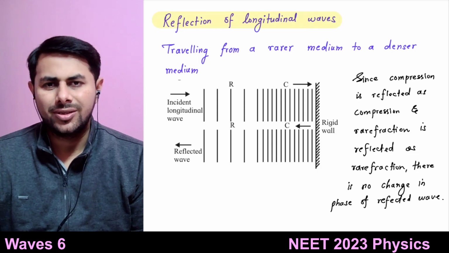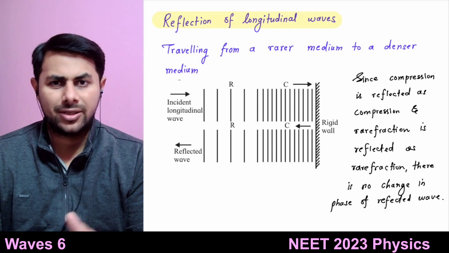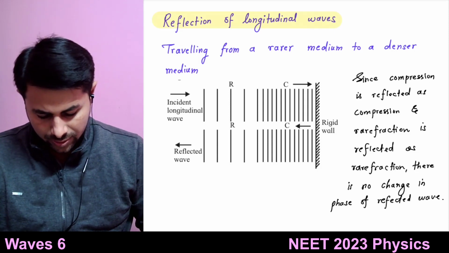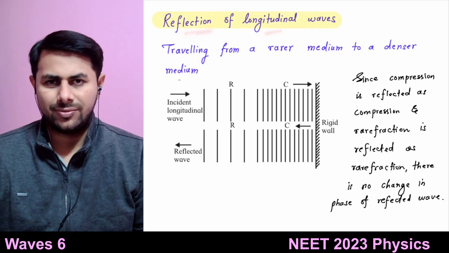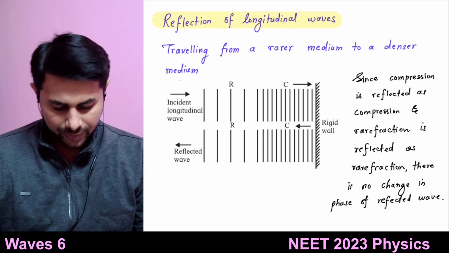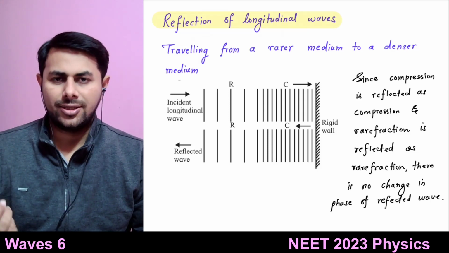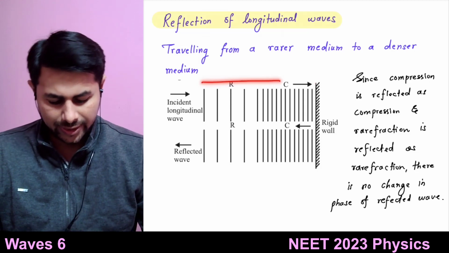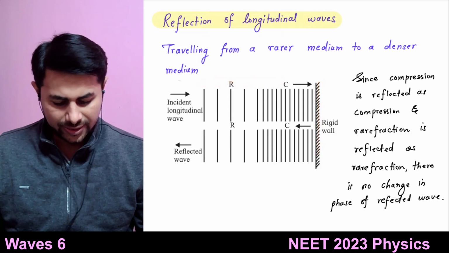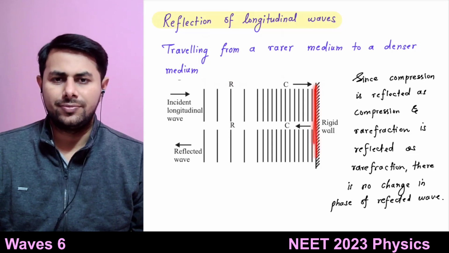Earlier we talked about the reflection of transverse waves from a denser medium and a rarer medium. Now let's talk about the reflection of longitudinal waves. Let's suppose we have a longitudinal wave, for example sound, which is moving from a rarer medium to a denser medium. As an example of a denser medium, let's consider this rigid wall.